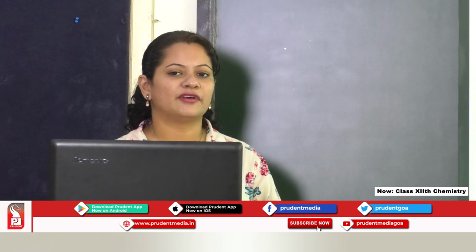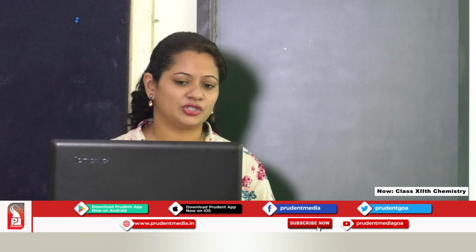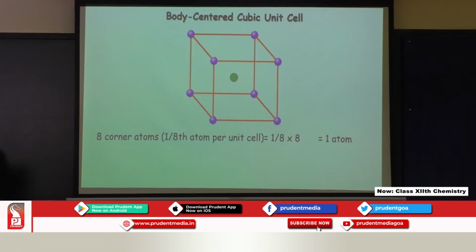Let's calculate the value of Z for a body centered cubic unit cell. We have 8 atoms at the corners, and each of these atoms is being shared with 8 other unit cells. There are also 8 corners to this cube. So the first calculation remains the same as that for a simple unit cell, that is 1 by 8 multiplied 8 times, which comes to 1 atom.